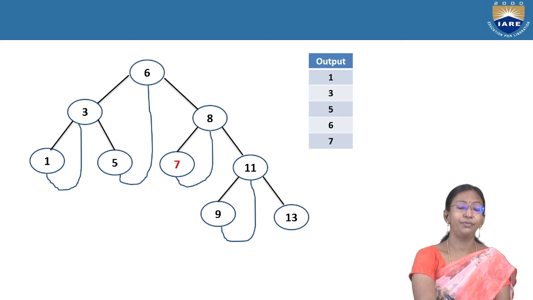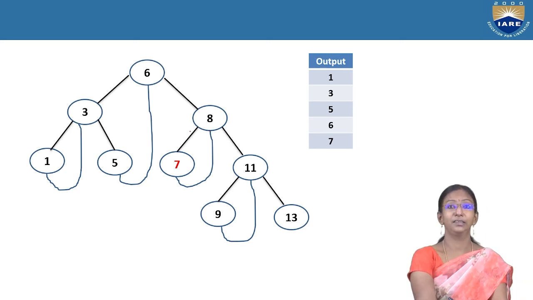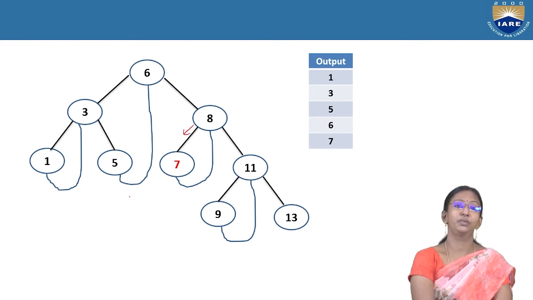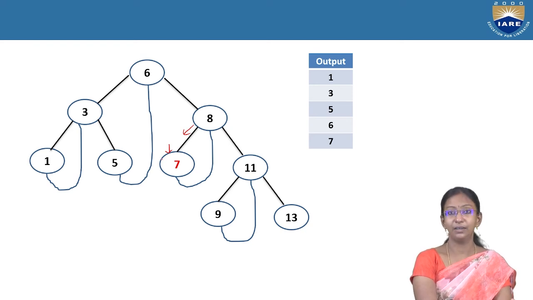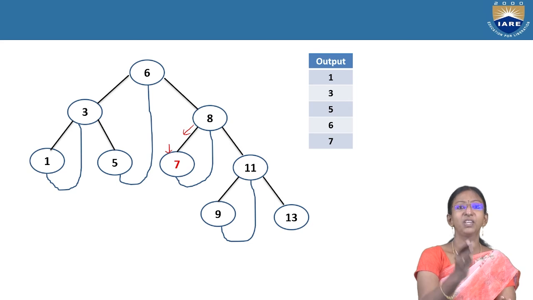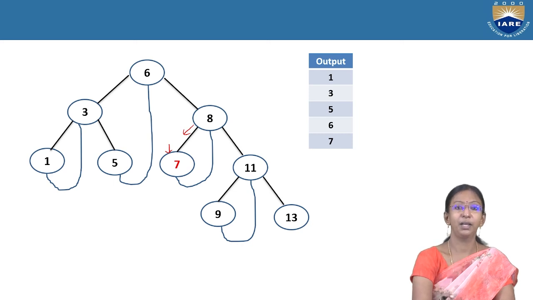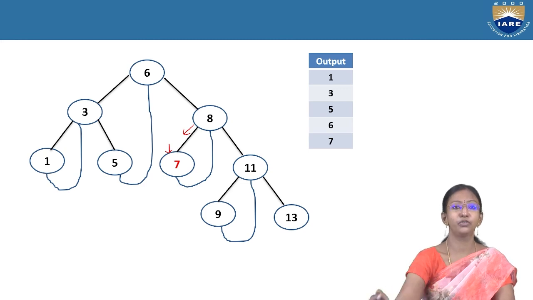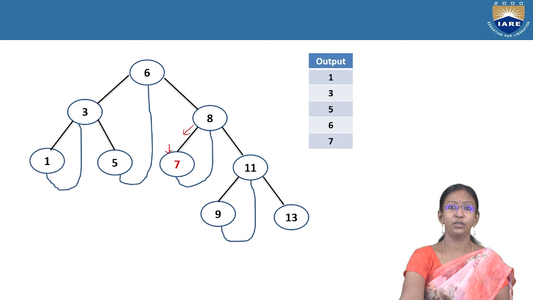Is 8 having any left element? Yes, it is having a left element. Go towards the left element. You will reach 7. Is 7 having any left element? As I said, we need to go to the leftmost element. So as 7 is not having any left element, 7 becomes the leftmost element of the right subtree of 6. Understand my lines, guys? 7 is the leftmost element of the right subtree of 6, right? So as 7 is the leftmost one, I'm going to introduce it as the next character in the in-order traversal.